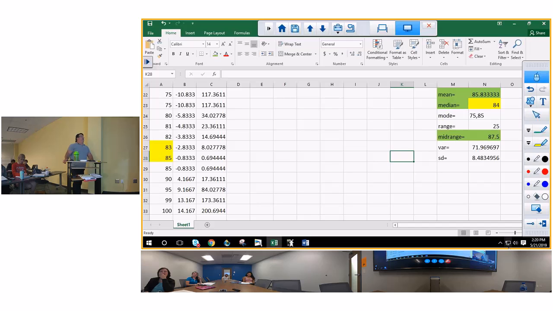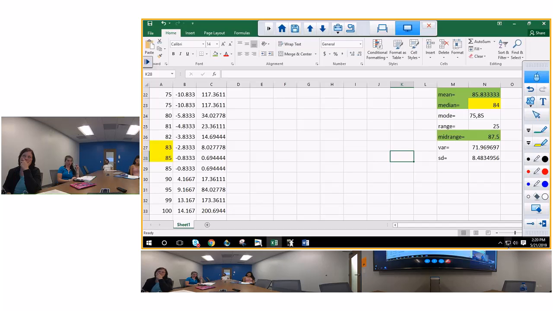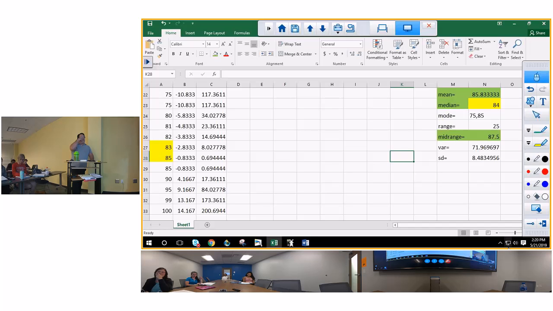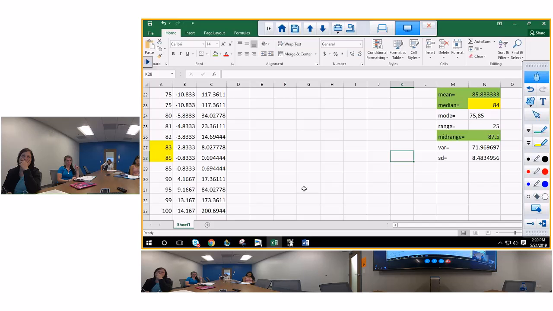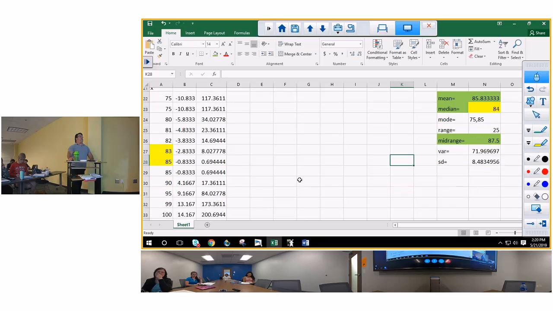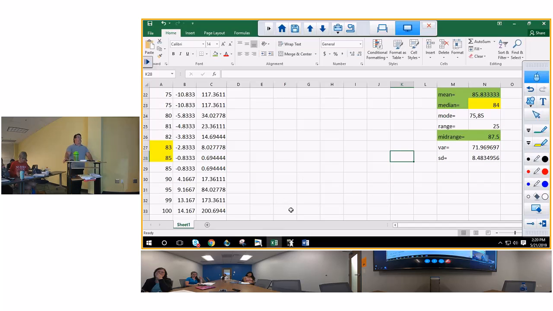Where are you confused? How did you get 791? 791 is where you add the third column up. Yeah, I did, and I got 591. Okay, then you've got an error somewhere. Look over my numbers and look over your numbers. You've got an error somewhere. I did, and they're all the same.